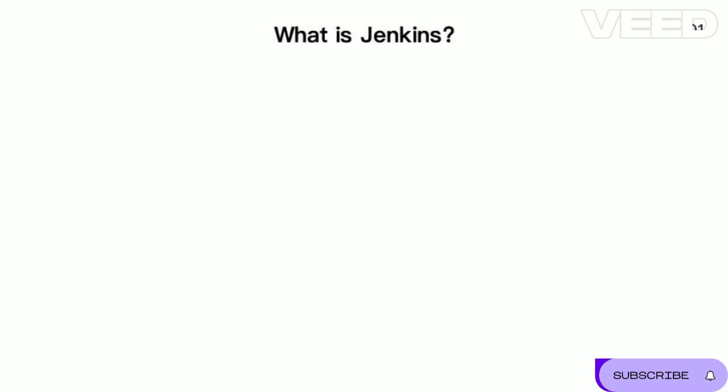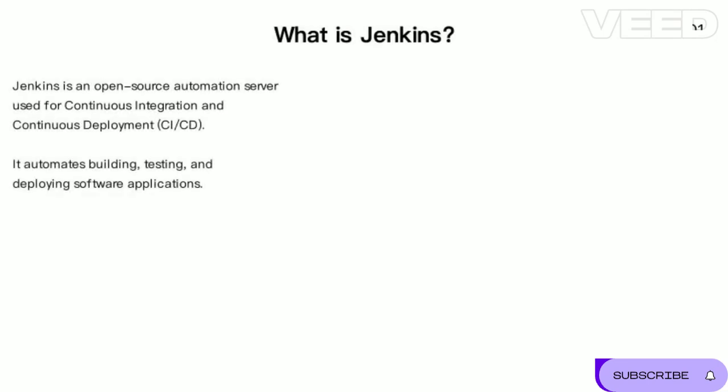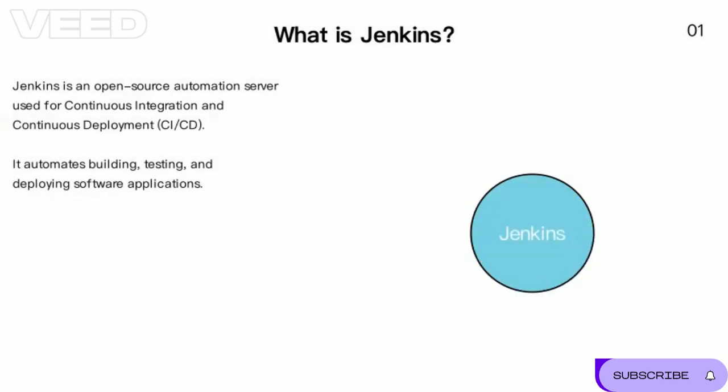Jenkins is an open-source automation server that serves as the backbone of modern software development workflows. It enables continuous integration and continuous deployment, automating the repetitive tasks of building, testing, and deploying applications. This powerful tool integrates with various development tools and helps teams deliver software faster and more reliably.